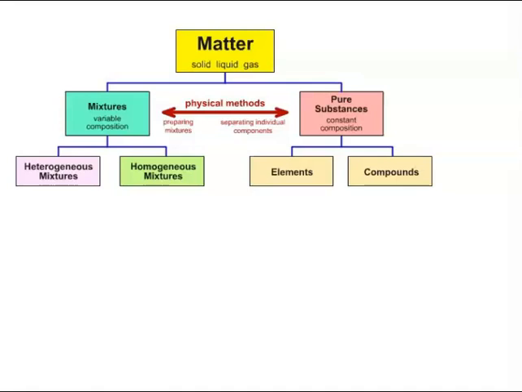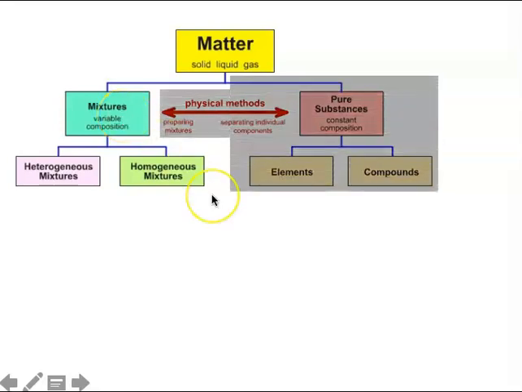Well, let's go back to that flow chart. And so we've already talked about matter and the fact that any piece of matter can at least theoretically be in either a solid, liquid, or a gas physical phase. We talked a little bit about mixtures and pure substances. What we're going to do now is double down on the mixture side and talk about what it means to have variable composition.